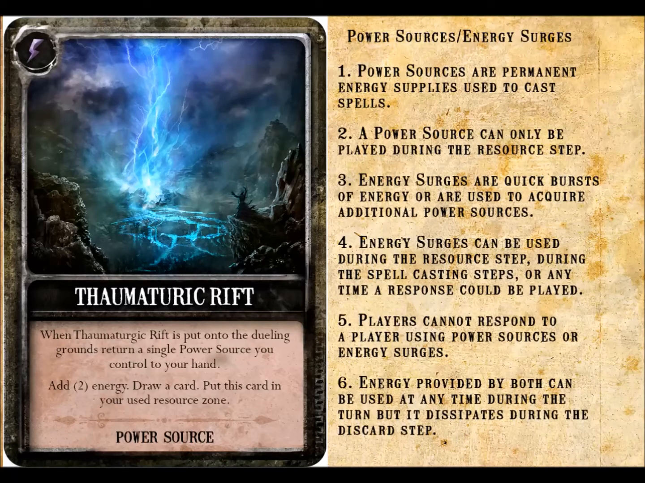So power sources are permanent energy spells that are used to cast spells. A power source can only be played during the resource step. Energy surges are quick bursts of energy or are used to acquire additional power sources. Energy surges can be used during the resource step, during the spellcasting step, or any time a response could be played. Players cannot respond to a player using a power source or an energy surge. It literally just happens, and you're going to cast whatever spell afterwards when you use these energies.